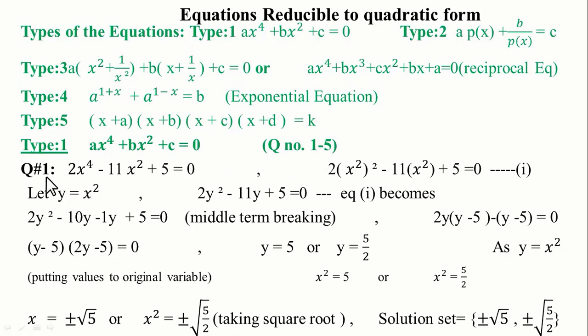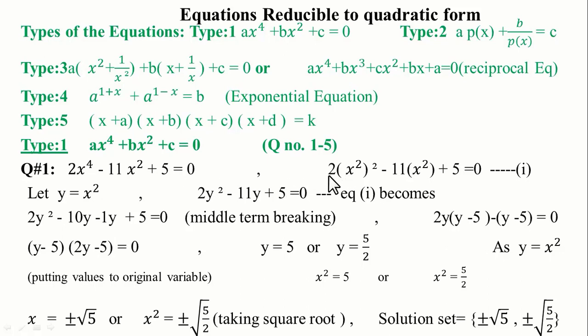Now let's start question number 1. Here we can see question number 1: 2x to the power 4 minus 11x square plus 5 is equal to 0. Here we can see that the variable has the highest power 4. We can reduce it into a power of x square.